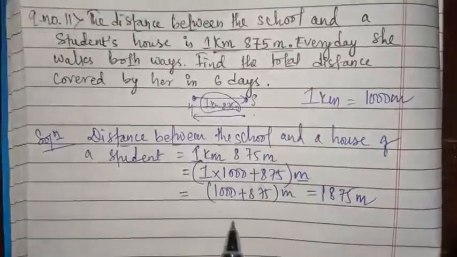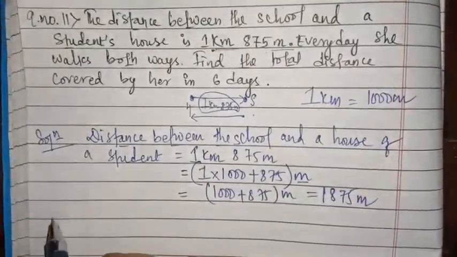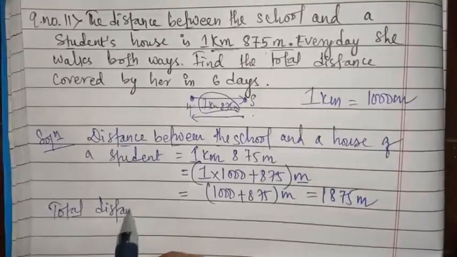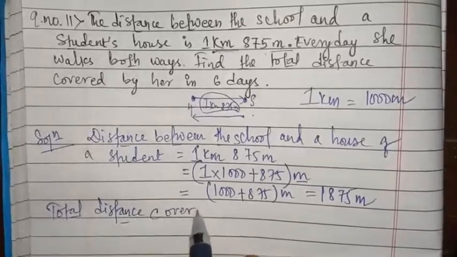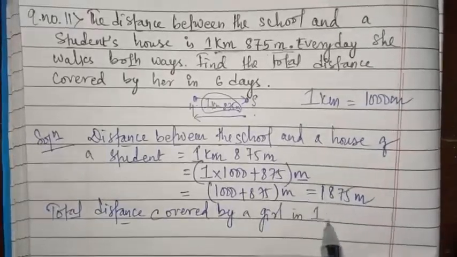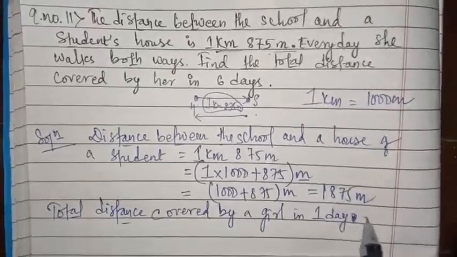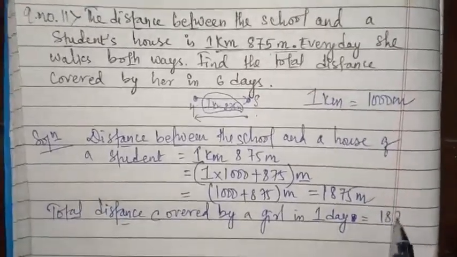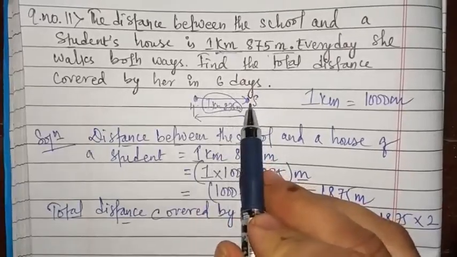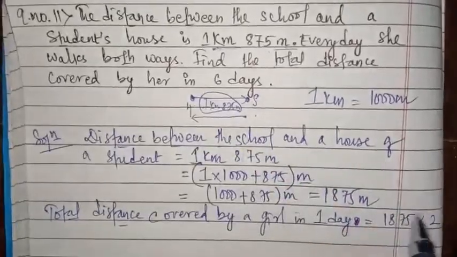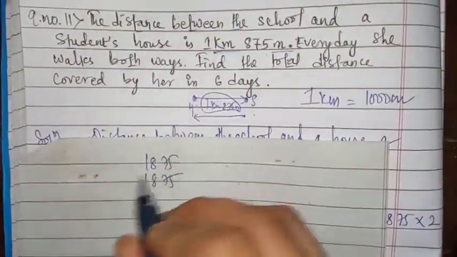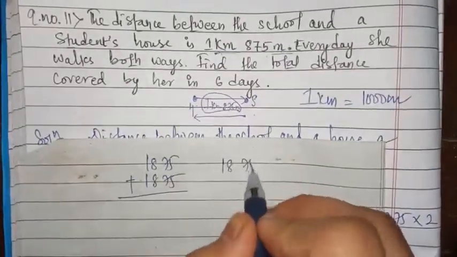Now we have to find how much distance she covers in one day. So let's write: total distance covered by a girl in one day. In one day, what is the total distance she is covering? That is 1875 into 2, because one time she is going to school and again she is returning back. Either you can do it this way or you may add like this: 1875, 1875. The result will be the same. You may add like this or you may multiply like this.